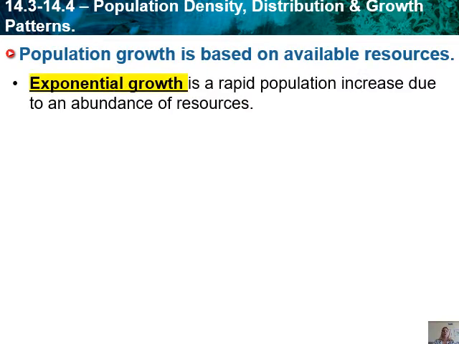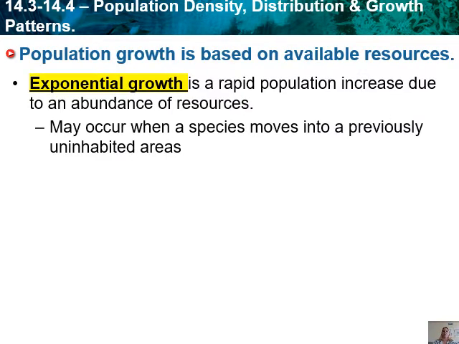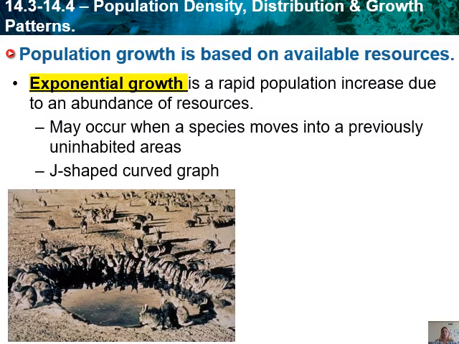Okay, so our first type of population growth is based on available resources. Our first type of growth is exponential growth. It's a rapid population increase due to an abundance of resources. This can happen when a species moves into an area it never was at before, and there's a ton of resources, lots of food for it to eat, lots of habitat, lots of different things.